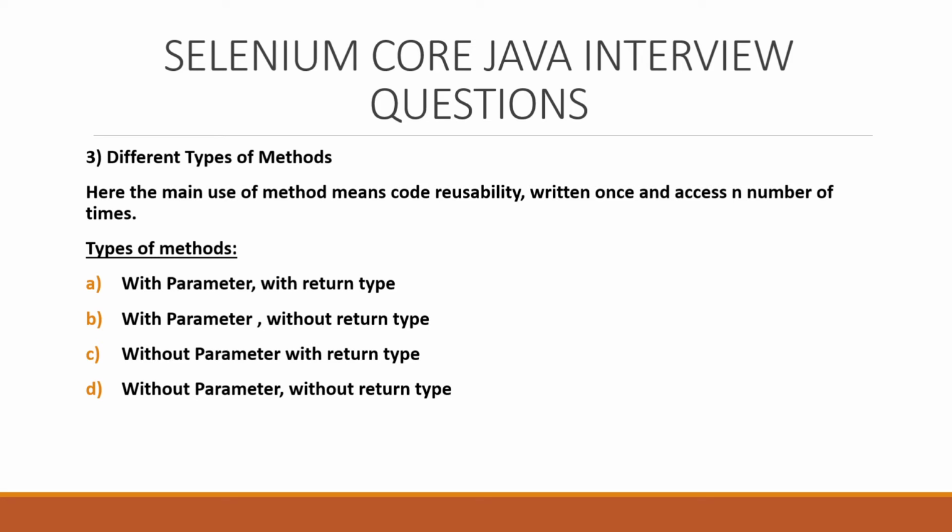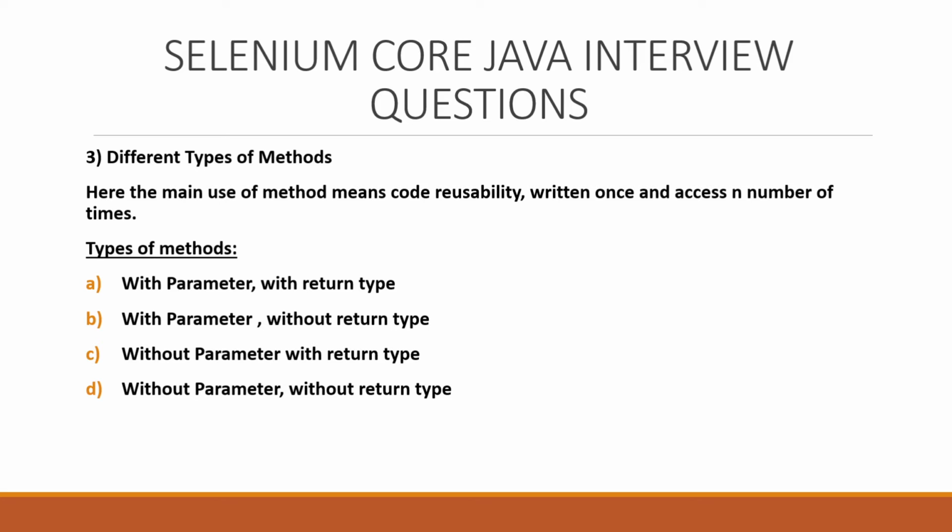Below are the different types of methods. The first method is with parameter and with return type. The second type is with parameter without return type, then without parameter with return type, and the last method is without parameter without return type. I am going to provide an example for all these types of methods.